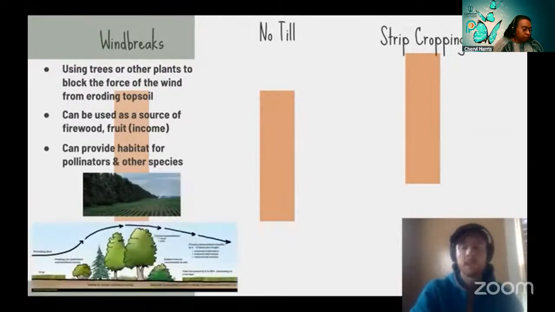This diagram can help us visualize how the wind will kind of be forced up and over the crops rather than passing straight over them and carrying away a lot of that topsoil.